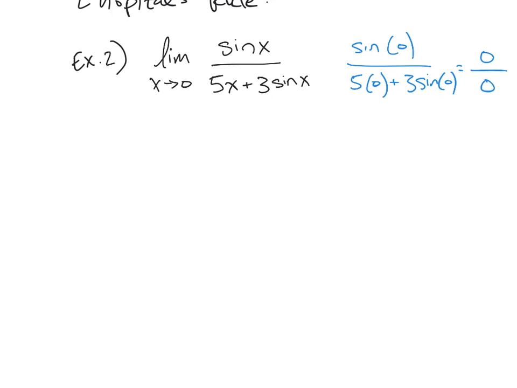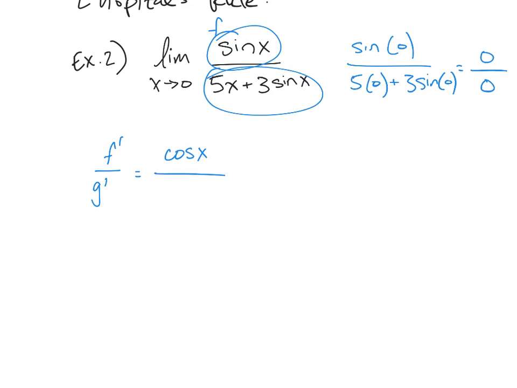So L'Hopital's rule, again, says the derivative of the top. So if that's f, I'll do f prime on top over the derivative of the bottom. That will give me the value of that limit there. So what is the derivative of sine x? It's cosine x. And then the derivative of 5x is 5. And the derivative of 3 sine x is 3 cosine x.